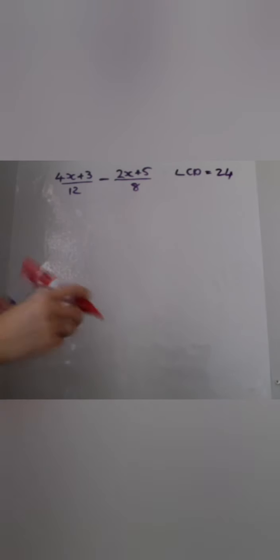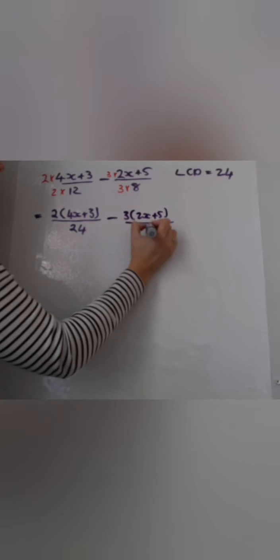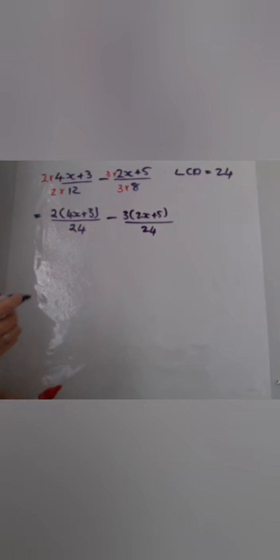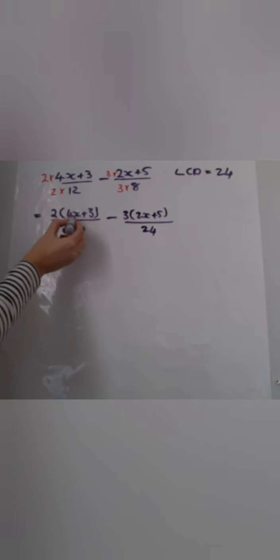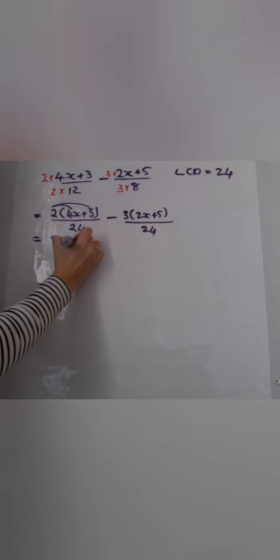So what we need to do is we need to times 12 by 2, and we need to times the numerator by 2. And over here we need to times 8 by 3 and the numerator by 3. So let's rewrite this. We're going to have 2 times 4x plus 3 divided by 2 times 12 is 24 minus 3 times 2x plus 5 divided by 3 times 8 is 24. Okay, so here we just do the distributive property where we multiply the 2 into the 4x and the 3, and the 3 into the 2x and the 5. So 2 times 4x is 8x, 2 times 3 is 6.